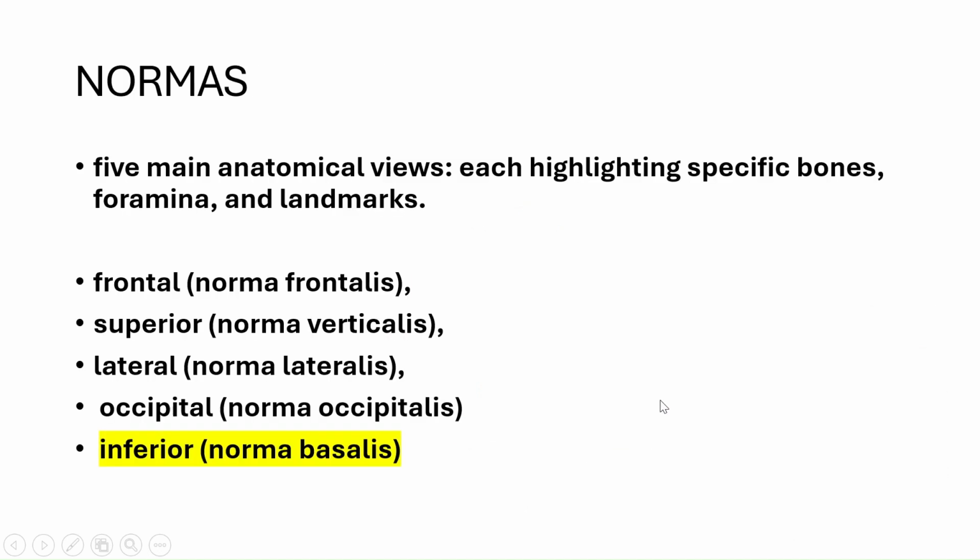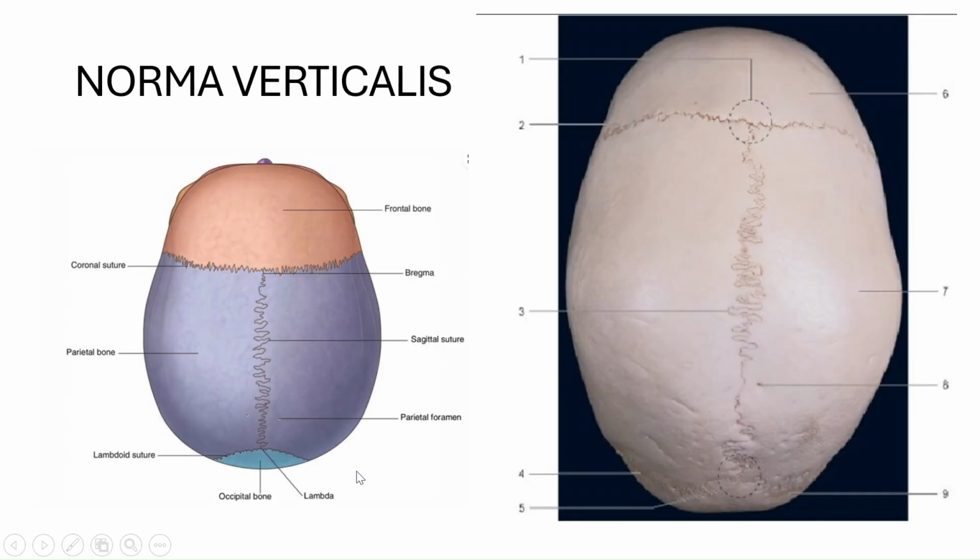To study the skull as a whole, it has to be studied in different normas or views. So 5 anatomical normas are very important. The frontal, if you are seeing the skull from the front, is norma frontalis; from the top, norma verticalis; from the lateral aspect, norma lateralis; from the posterior aspect, norma occipitalis; and from the inferior aspect, norma basalis. You see the norma verticalis.